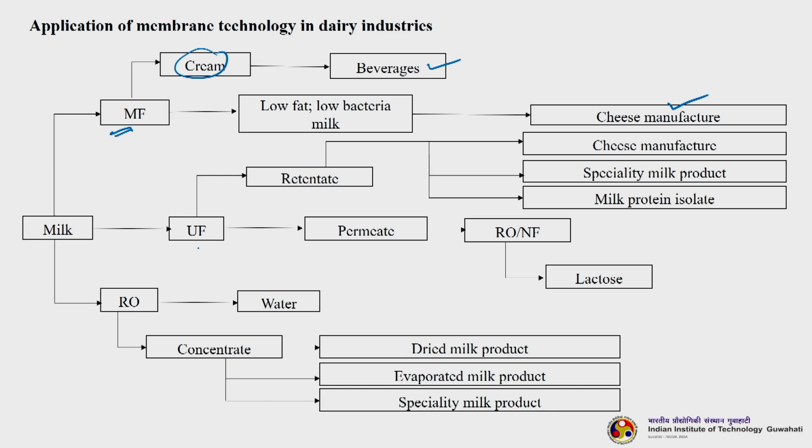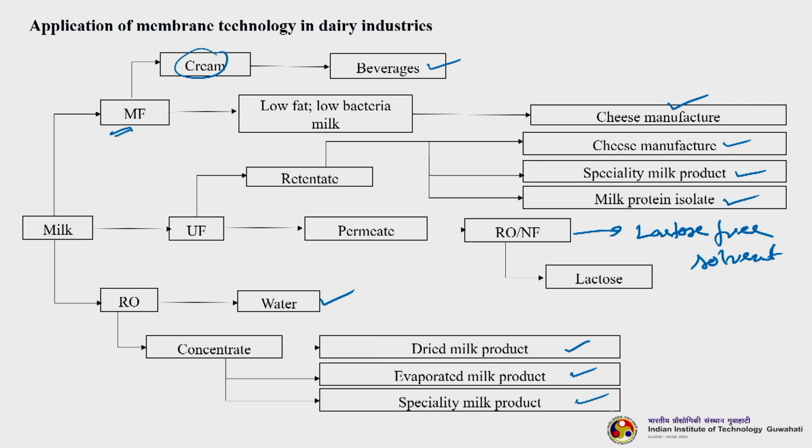The milk that comes to ultrafiltration, the retentate can go for cheese manufacture, specialty milk product or milk protein isolate. Whatever is permeate goes again to an RO or NF system to remove lactose. Whatever comes out will basically be lactose free, mostly aqueous medium, which can be recycled. So, milk that is fed to the RO system comes out as a concentrate, which can go for a dried milk product, evaporated milk product or specialty milk product.